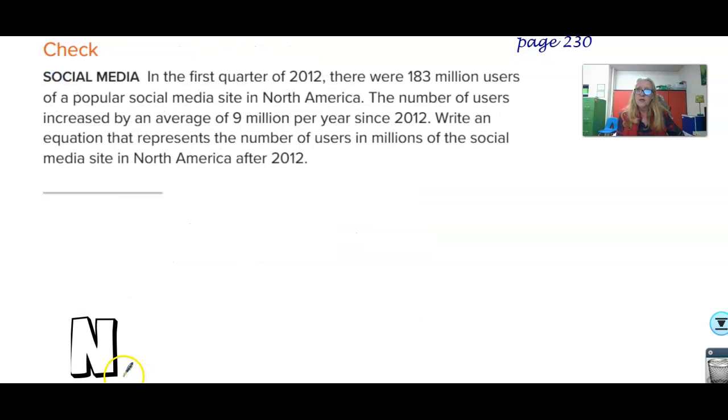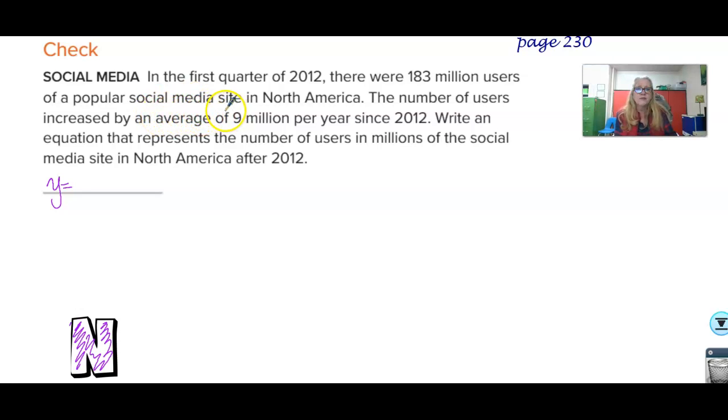Whatever. Moving on. In the first quarter of 2012, there were 183 million users of a popular social media site in North America. The number of users increased by an average of 9 million per year since 2012. Write an equation that represents the number of users in millions of the social media site after 2012. This is very much the same question. Make sure that you write this in on your paper. This is very much the same question as the last one with a lot less blanks.